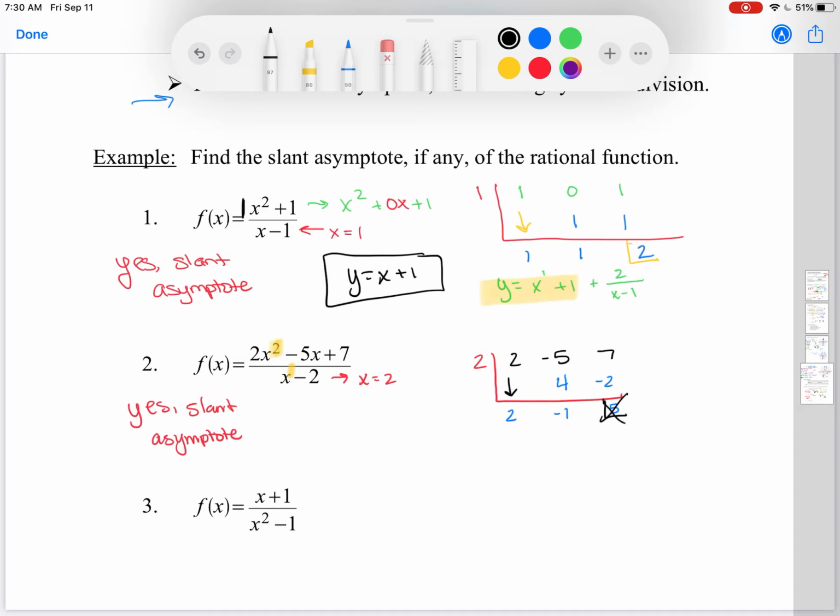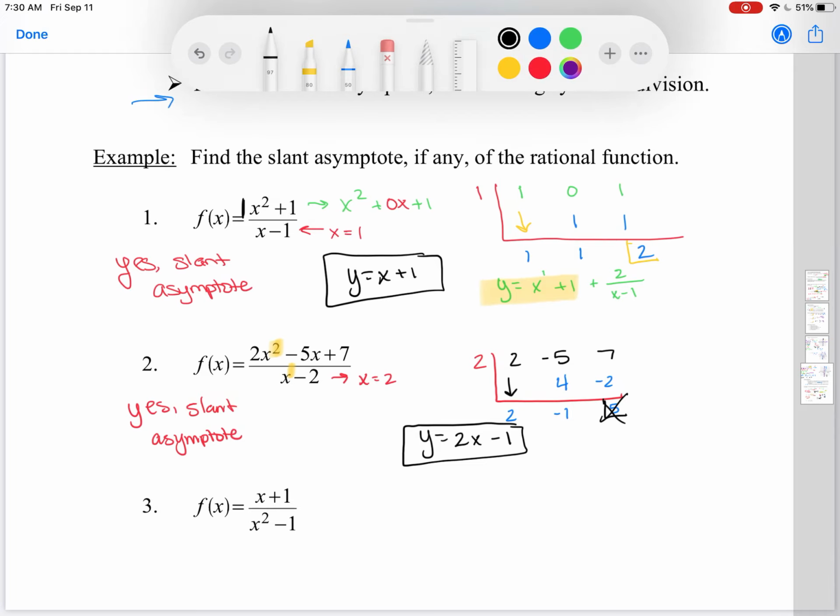Okay. Remembering on my slant asymptote that I don't necessarily care about the remainder. I'm just focused on the coefficients. So when I write it, I'm going to have 2 drop down by 1 exponent, so it's just going to be 2x minus 1. And I have my slant asymptote.